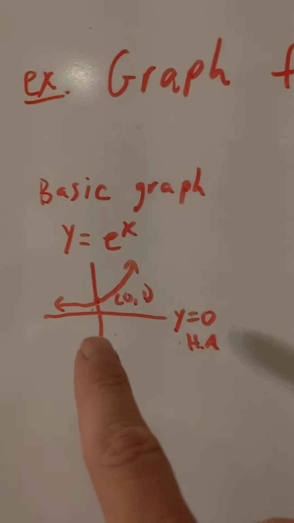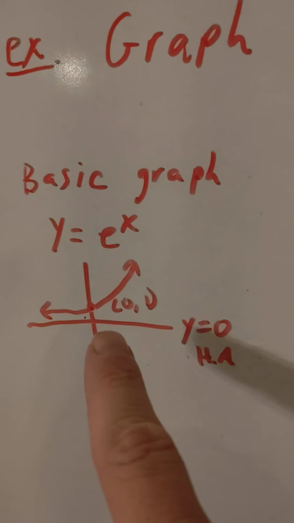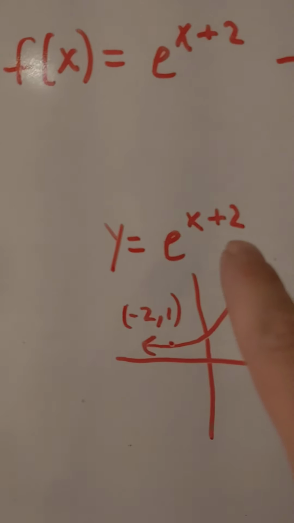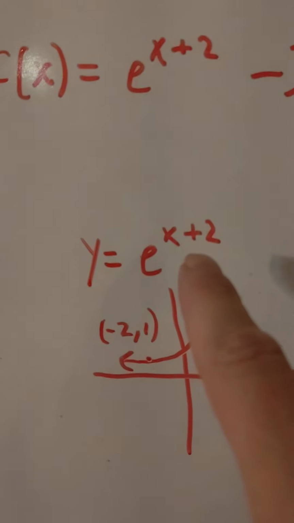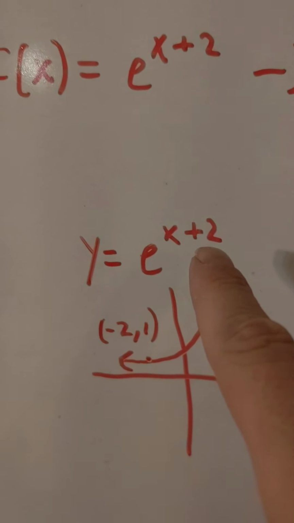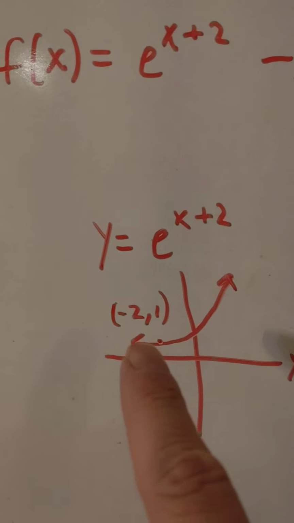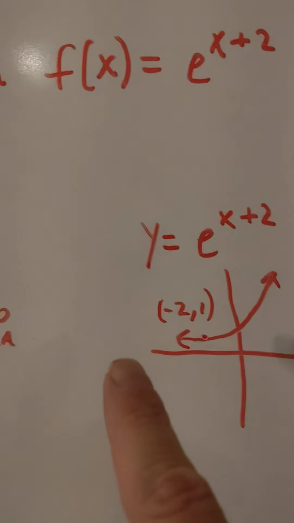It's going to look remarkably like the prior graph, except I'm going to slide this graph 2 units to the left. Remember, the horizontal shift is tricky. It's the opposite of what you think. So that's what I did. I slid the graph 2 units to the left. Pretty much looks like the same graph.